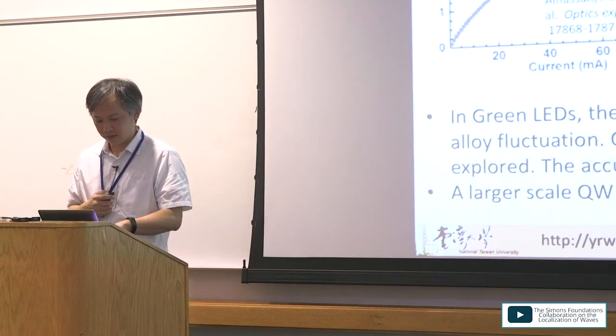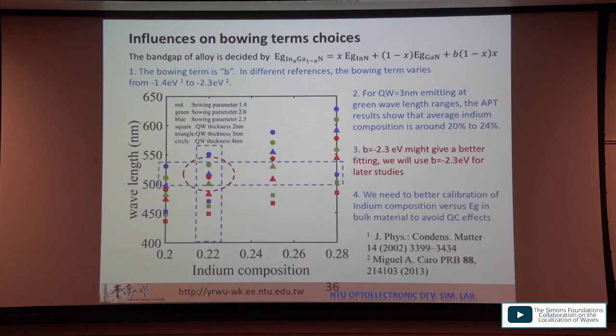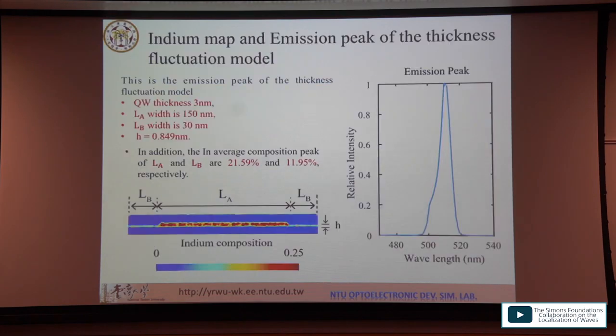experimental result in simulation. Then we found some papers showing that in the green, maybe because of larger strain, the quantum well is not flat. But some people disagree because they feel that the experimental evidence shows that the quantum well is very flat. But that's fine.